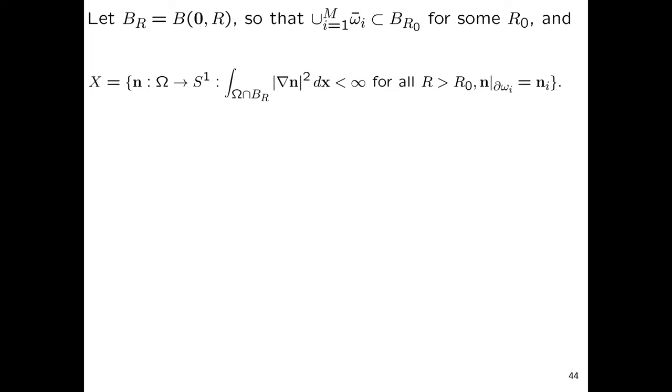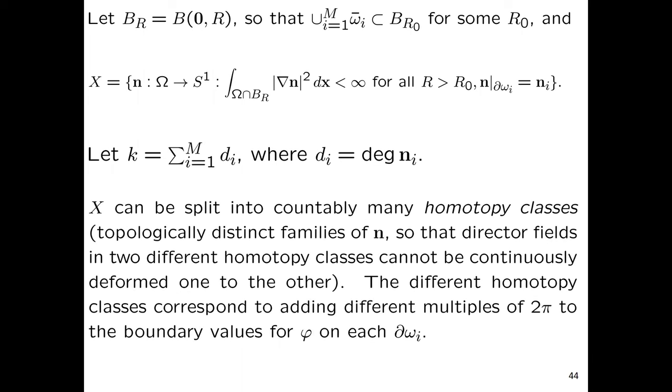if we take some ball B_R(0) which contains all the particles, and I let X be the set of maps into S^1, the circle, which are in H^1 of omega intersection B_R for any R, and satisfy the boundary data, and we let K be the sum of the degrees. Then X, this space, is the function space we're going to work in. You can split it into countably many homotopy classes, and the different classes correspond to adding different multiples of 2 pi to the boundary values of phi on each boundary of omega_i.